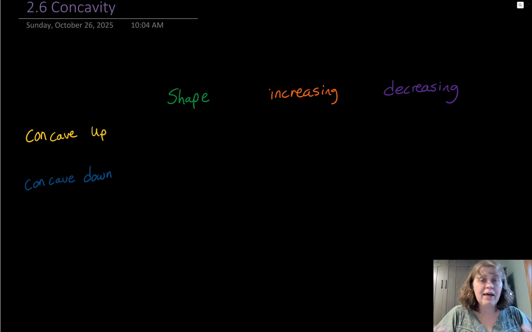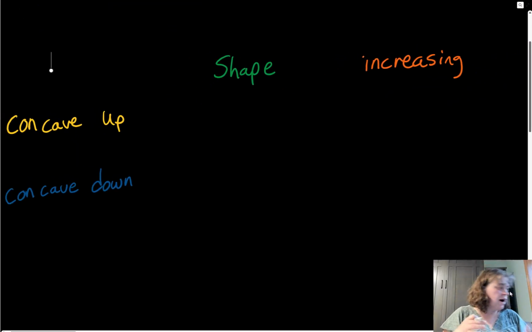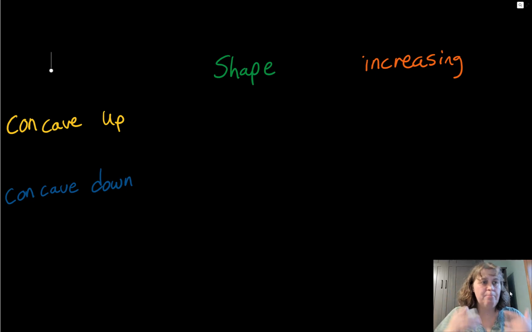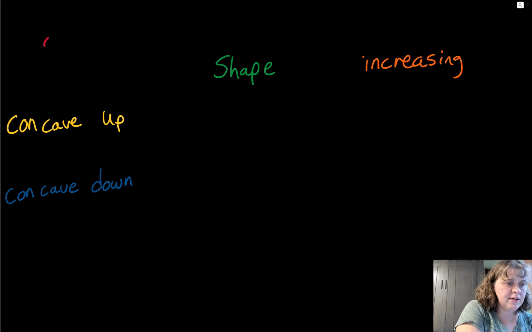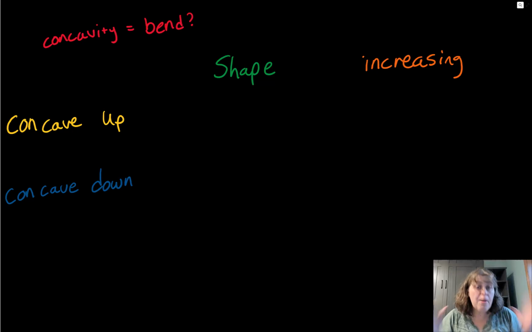So we want to talk about concave up and concave down. Those are our big ideas for this type of thing. Concavity describes the way that a graph is bending. So concavity equals bendy. Which way is it bending? Is it concave up? Is it bending up? Or is it concave down? Is it bending down or curving down? So that's the idea here.